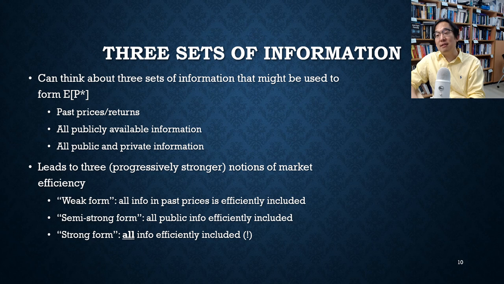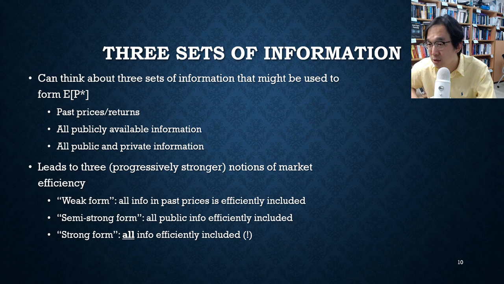Weak form efficiency says all information in the past prices is efficiently included. Semi-strong form says that in addition to that, all public, current information is already reflected. Whatever you announce, as soon as you announce it, it's going to be priced right away. That's semi-strong form efficiency. Strong form says not only public announcements, but also company secrets like insider information is also reflected in the price. So that's strong form efficiency.